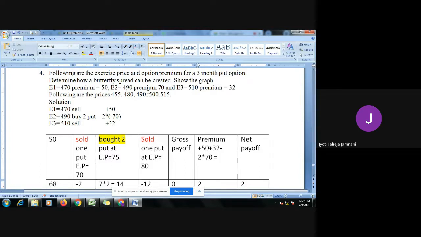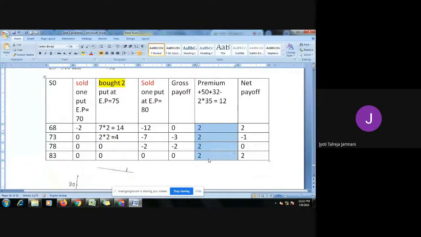Just a second, this is not 70. Premium is 35 here. 2 into 35, we get 70. So plus 82 minus 70, we get a premium of 12. So plus 12 is the premium.